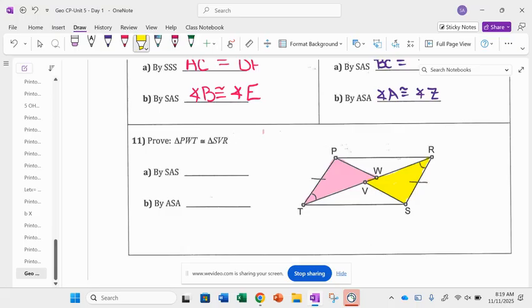Okay, Sebastian, if we want these triangles congruent by side, angle, side, what side do we need? So we already have, look at the pink one, a side and an angle. For it to be side, angle, side, we need another side. What side? No, we're in the pink triangle first.